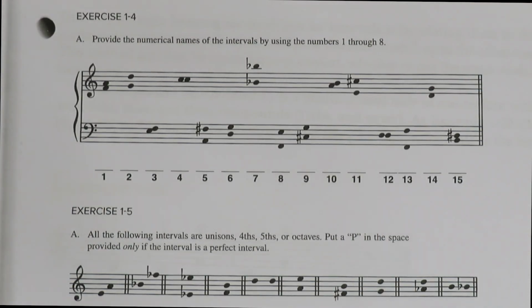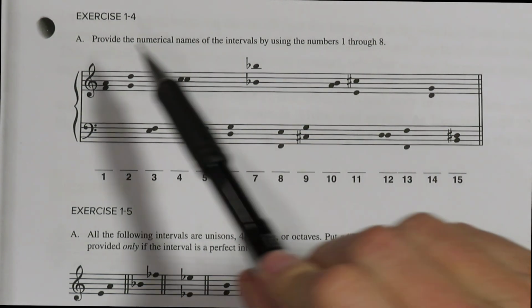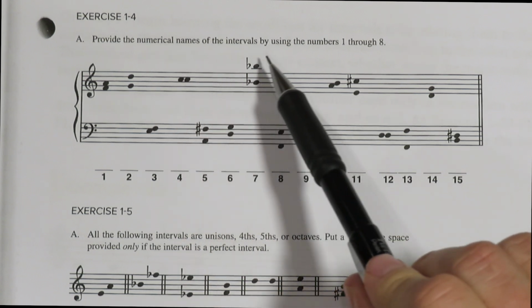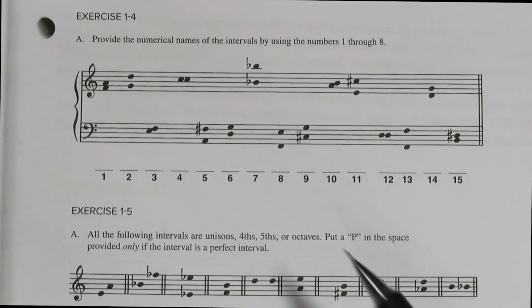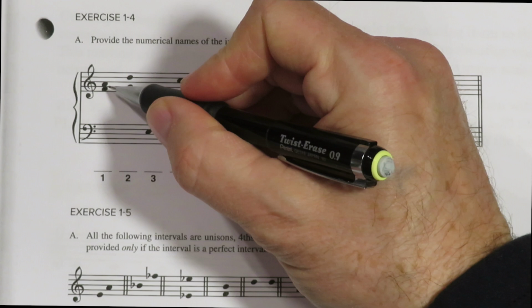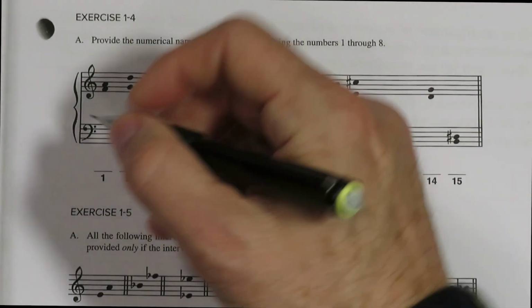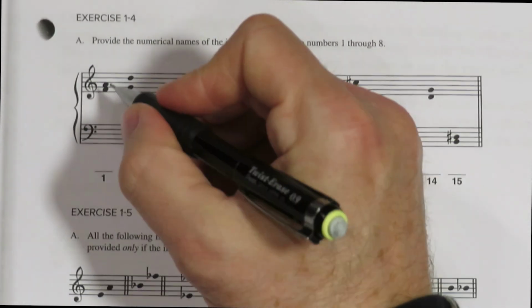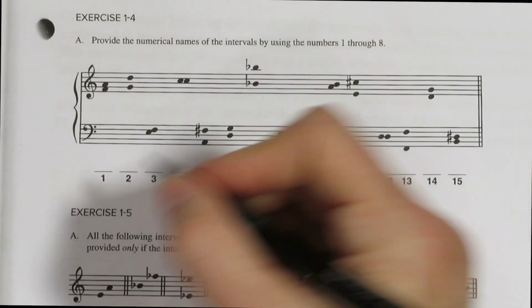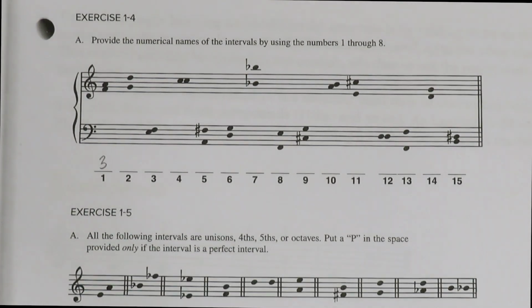So that gives us enough information to start the homework, part A, where we just need to provide the numerical names of the intervals by using numbers 1 through 8. So we don't have to worry about major, minor, or anything like that. Okay, so let's start with number 1, F to A, where we talked about space to space or line to line as a third. You can also count 1, 2, 3.